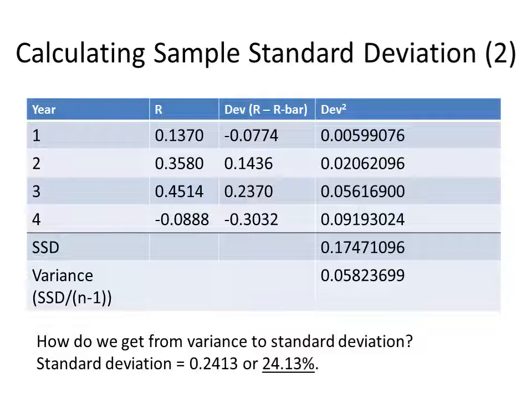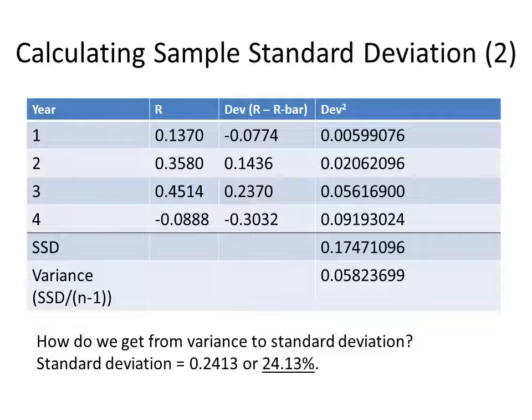But is variance what we were looking for? No, we were looking for standard deviation. So how do I get from variance to standard deviation? It's quite simple. You just take the square root. I believe you have a button on your calculator for that. So just hit that button.